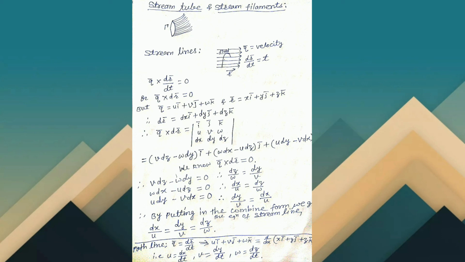What is the difference? The tangent to the streamline gives the direction of velocities of fluid particles at various points at a given time, while the tangent to the path line gives the direction of velocities of a given fluid particle at various times. So today we will stop here.